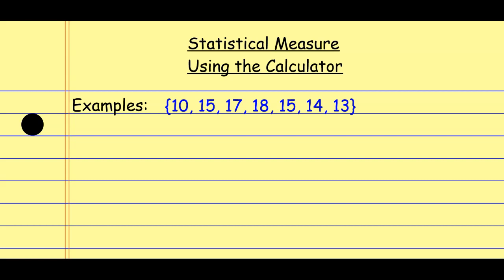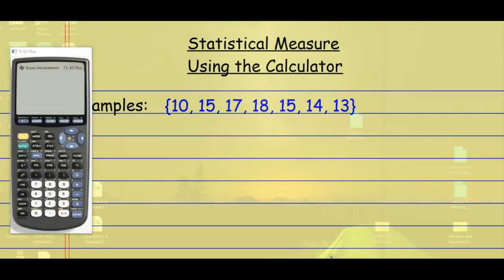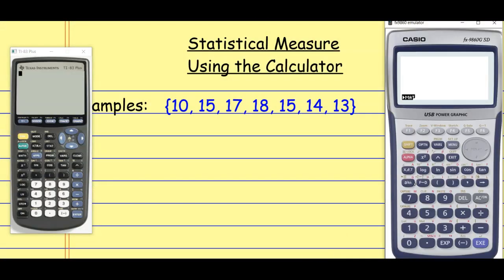It'll give us other things as well, like the quartiles and that kind of stuff, if you remember those from box and whisker plots. But if I take a look at this first example, let me pull my calculators up. So here I've got my TI and my Casio. And for each of these, I just have to go to their respective stat menus.